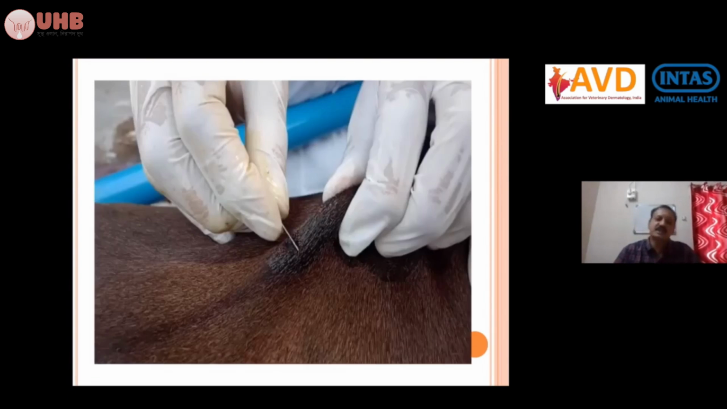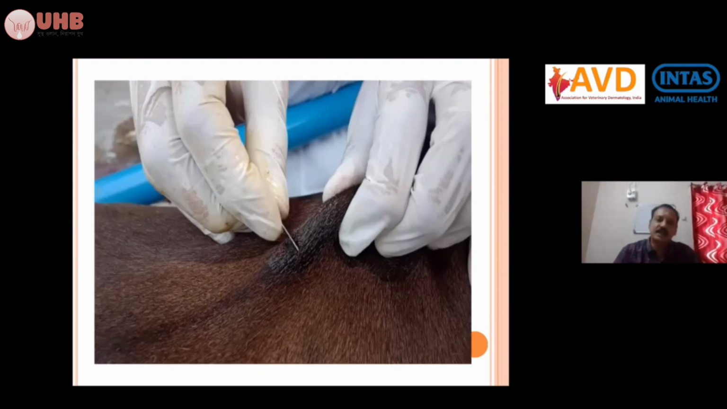Whenever you are taking a skin scraping, the selection of the lesion is very important. You select a lesion site and you can take a sterile new BP blade or an ordinary blade. The only thing is that the blade should be perpendicular to the lesion. You just see the picture. You should not keep it slanting. The blade should be perpendicular to the lesion, and apply some liquid paraffin.